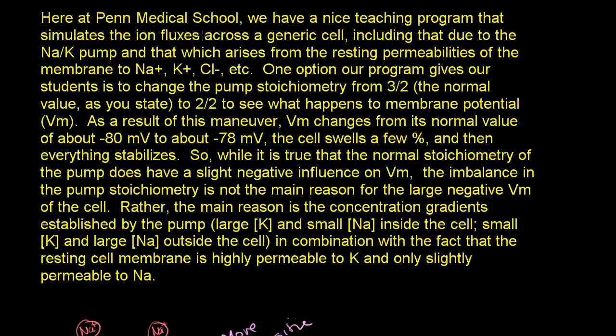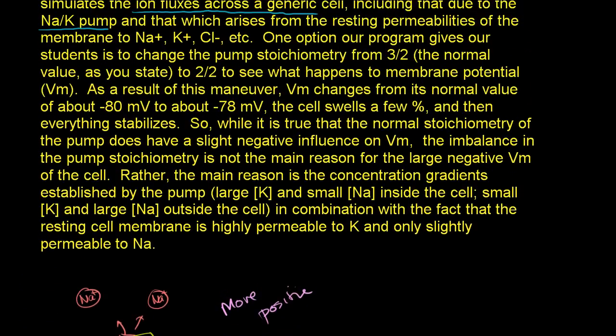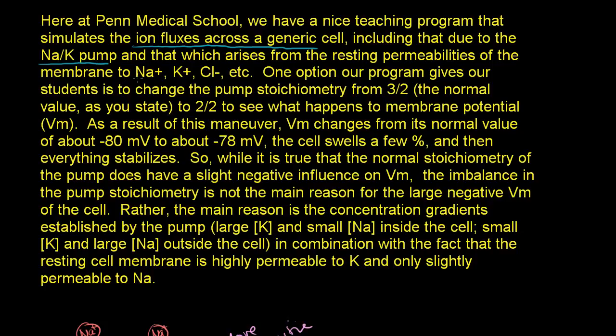He says, here at Penn Medical School, we have a nice teaching program that simulates the ion fluxes across a generic cell. So the ion flux is just the movement of the ions across the membrane, including that due to the sodium potassium pump, and that which arises from the resting permeabilities of the membrane. So the resting permeabilities is how easy it is for these ions to go through the membrane. We'll talk more about that in a second. And the resting permeabilities of the membrane to sodium, potassium, chloride, etc.